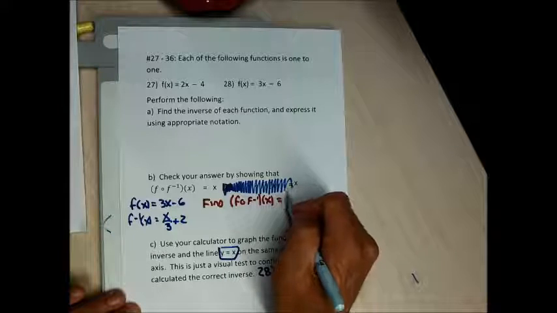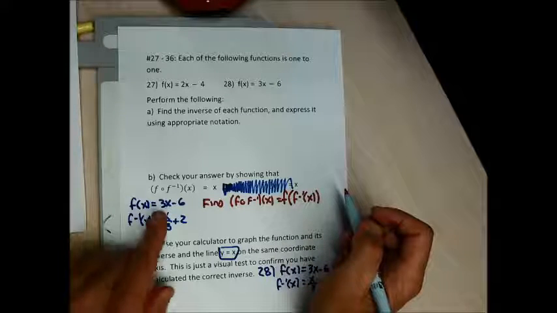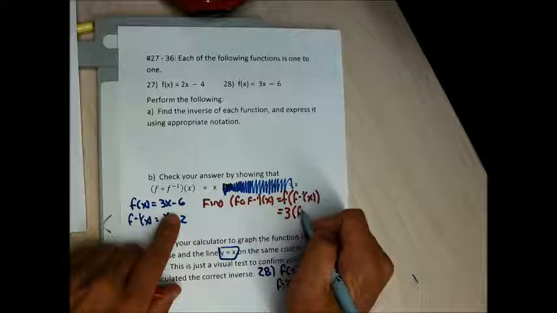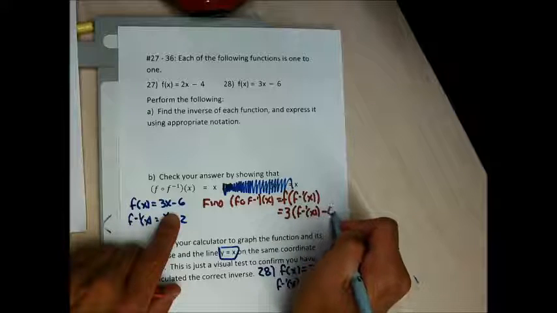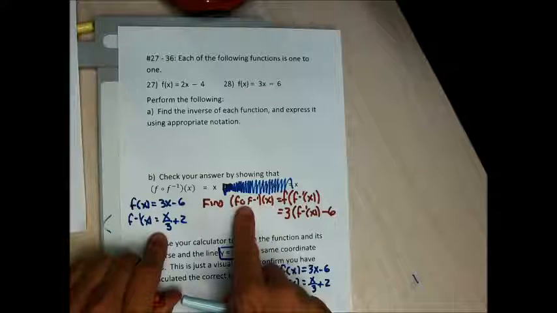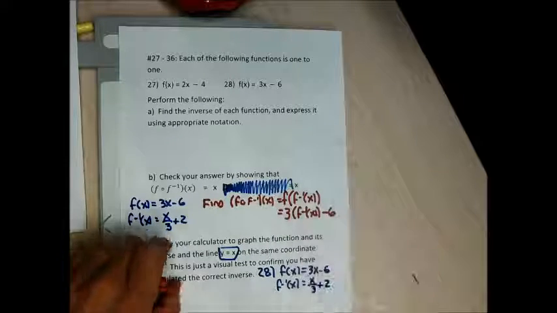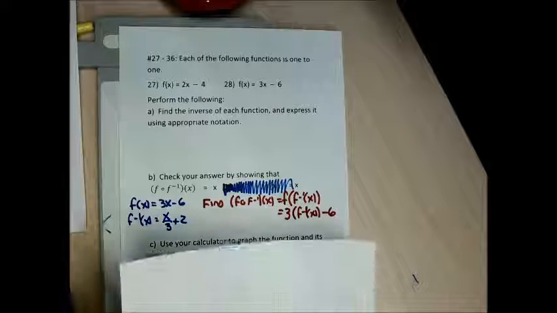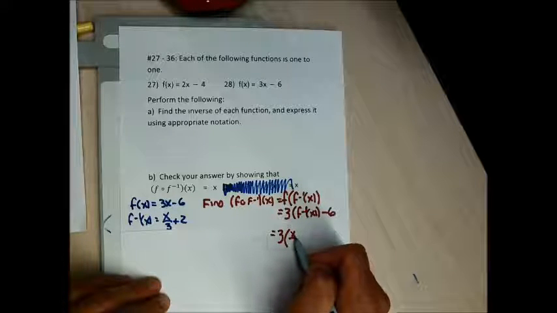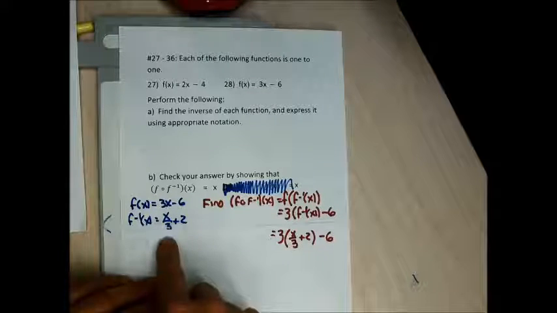I know that means to find f of f inverse of x, which means in the f function, I'm going to change the x to f inverse of x. That's going to be 3 times f inverse of x minus 6, because to find f of anything, you change the x to what's in the parentheses. So to find f composed with f inverse, which is the same as f of f inverse, I'm going to do 3 times f inverse of x minus 6. And now I'm going to change the f inverse to what it's equal to. So this is going to equal 3 times x over 3 plus 2 minus 6. That's just changing that f inverse to x over 3 plus 2.